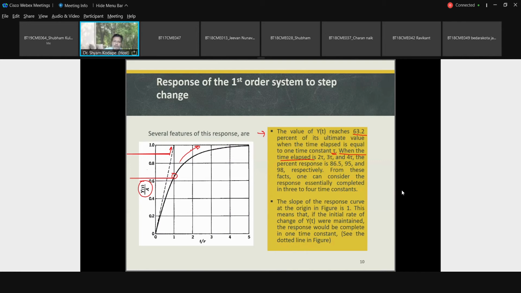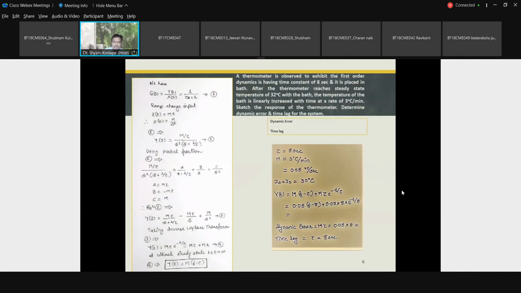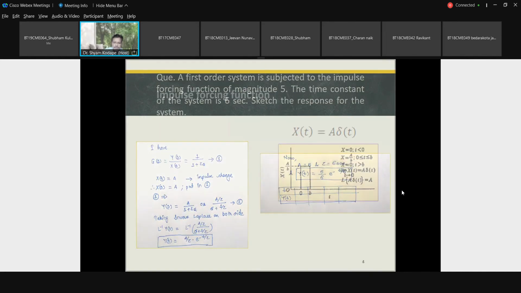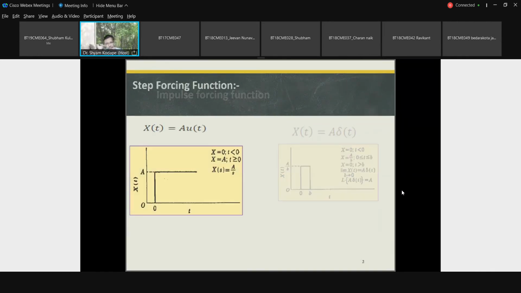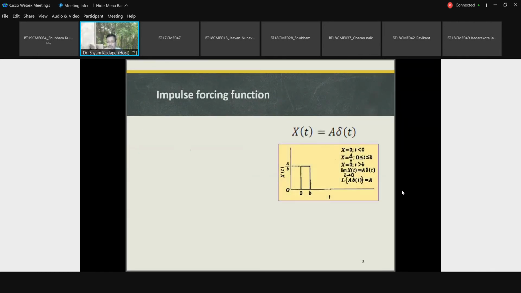Okay, now we will move on. The next one is the impulse forcing function. We are not going into the derivation of these things. So x(t) is equal to A δ(t). The unit impulse function is represented in this fashion.